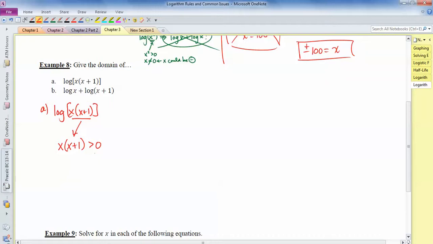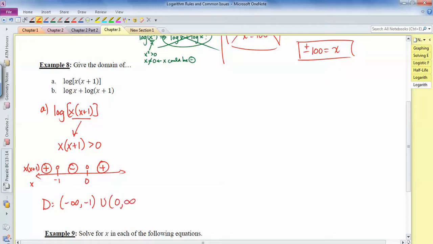So instead, what we'll do is we'll make a sign chart for it. So this one, the zeros are pretty easy. It's going to be x equals 0 and x equals negative 1. So negative 1 and 0, those are my zeros. I'm going to plug test points into the left side, in between, and to the right. If I plugged in different test points, I'll tell you now, it's positive, then negative, then positive. So the domain is going to be negative infinity to negative 1 union 0 to infinity. Okay, so that's part A.